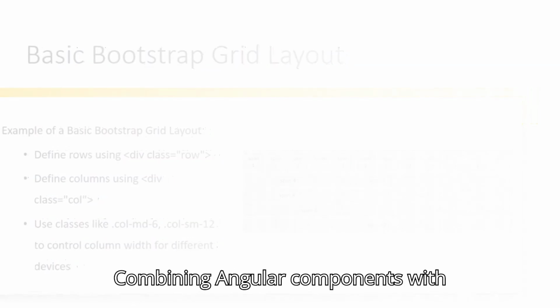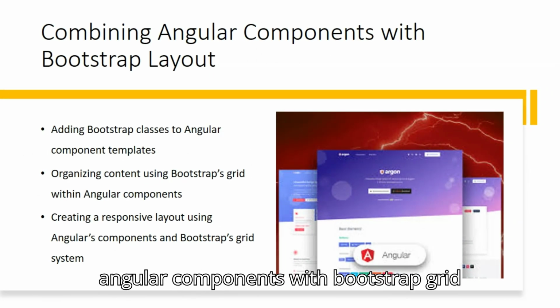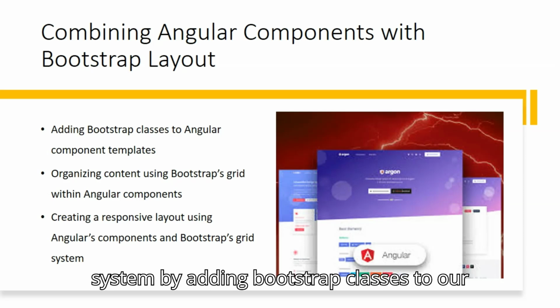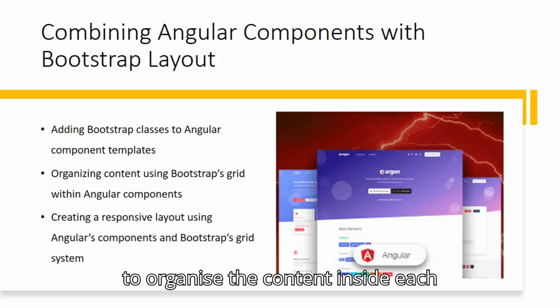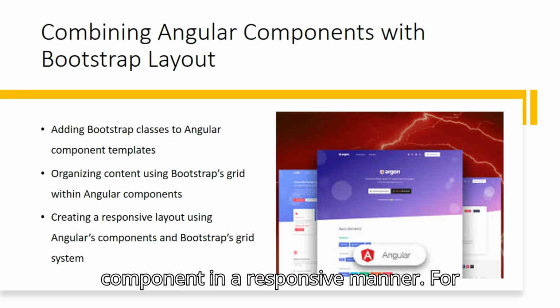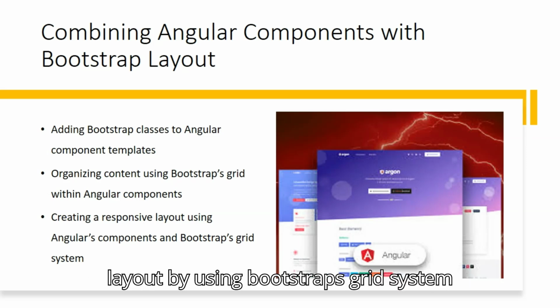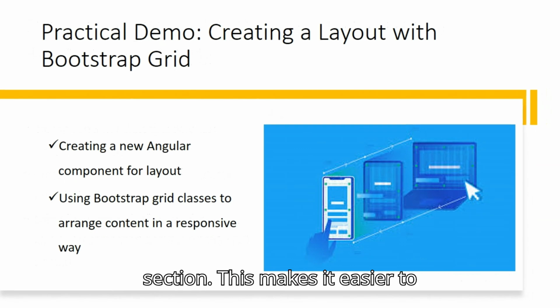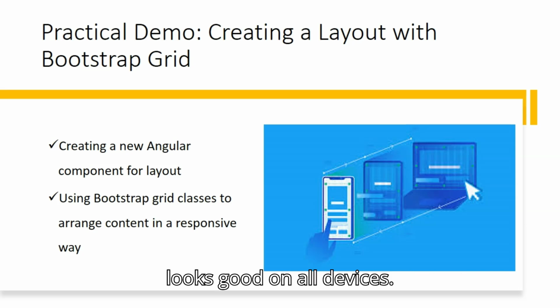Combining Angular components with Bootstrap layout. We can easily combine Angular components with Bootstrap's grid system by adding Bootstrap classes to our component templates. This allows us to organize the content inside each component in a responsive manner. For example, we can create a simple web page layout by using Bootstrap's grid system to divide the page into sections and place Angular components inside each section. This makes it easier to manage the layout and ensures that our app looks good on all devices.